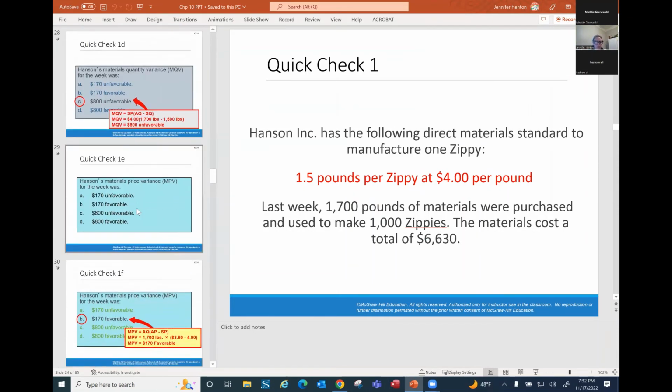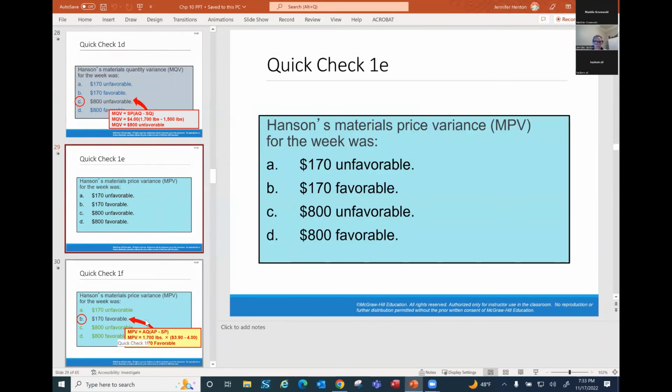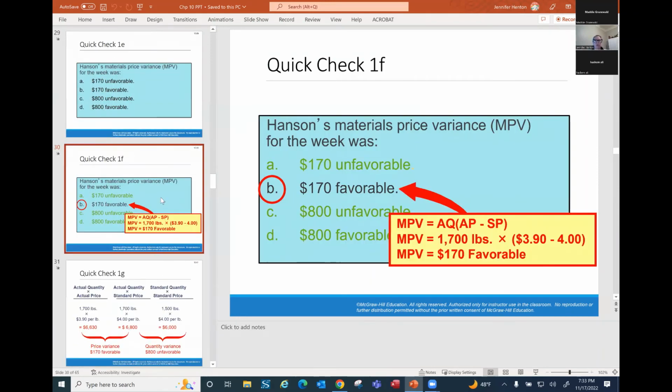And let me go back down here. How much did we actually buy? We had an actual quantity of 1,700. We have that difference of the 10 cents. So we're going to take the 10 cents and multiply it by the 1,700 to get $170. And is that favorable or unfavorable? Well, if the actual is lower than what the standard price was, then we know that it's favorable. So we have $170 favorable variance.